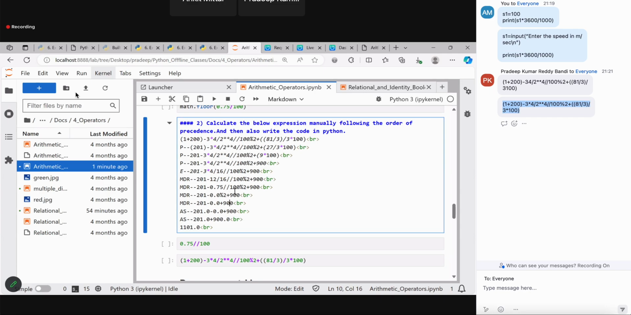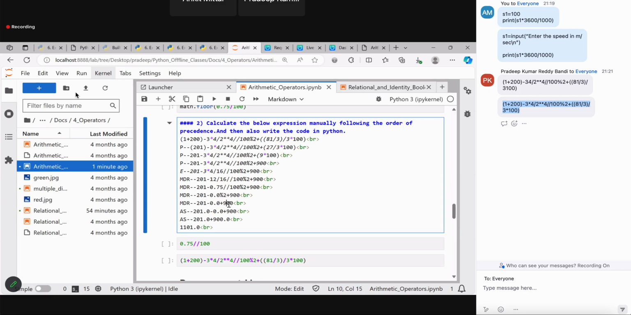Next, 0.75 floor division 100.0. So one of them is a float, so I'll get a float only, rounded off towards 0, because it is floor division. So I'm getting 0.0, then percentage 2 plus 900 as it is. 0.0 percentage 2 is again 0.0 only.